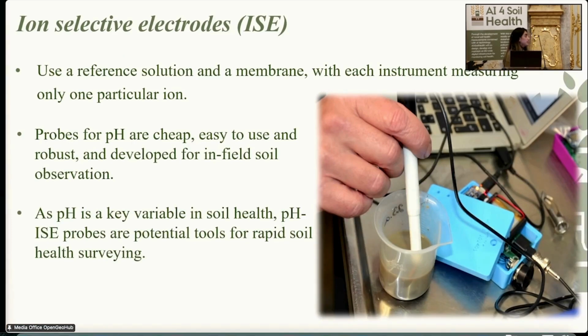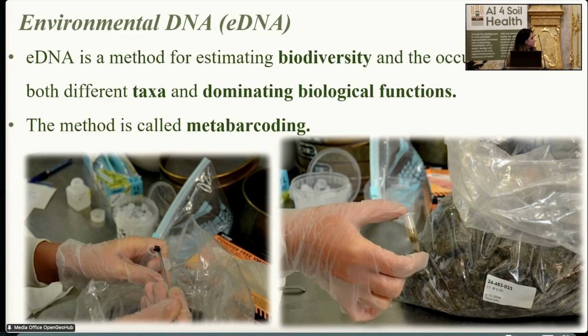The other method that we are interested in is ion selective electrodes. There are different electrodes that measure only a particular ion. For example, one of those is the pH probe, which is easy to use. You can do all of these methods in the laboratory or in the field. To do that, you only need a reference solution and the ion membranes.